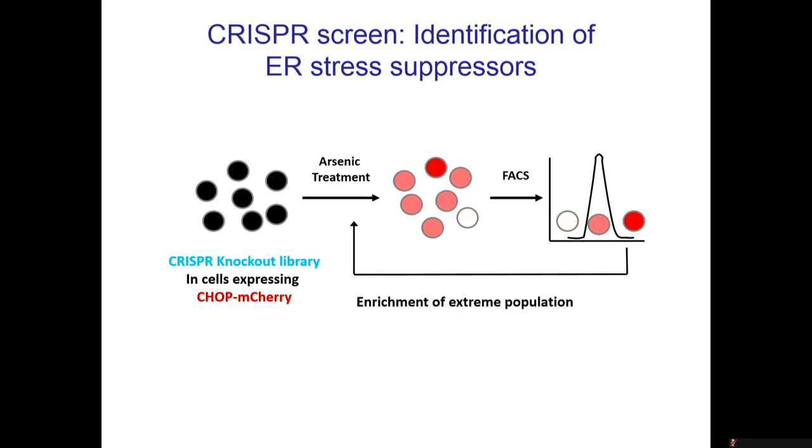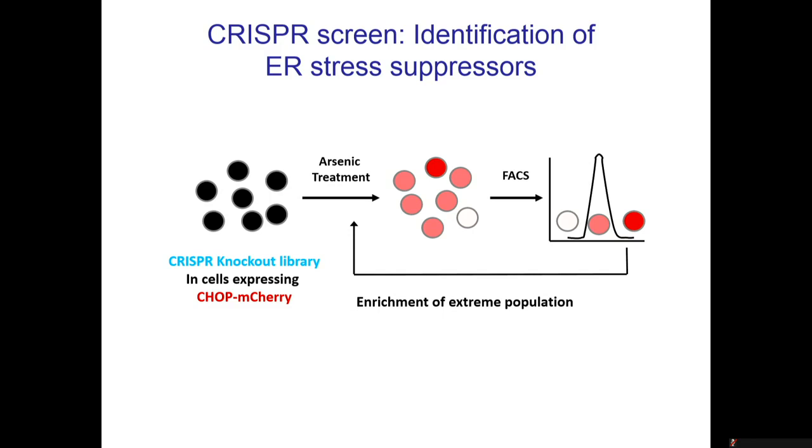Therefore, you have mCherry expression. The idea is that if you hit a gene, you knock out a gene that's essential for the cell to respond to arsenic, you don't see mCherry. So these are cells with reduced or no mCherry expression.